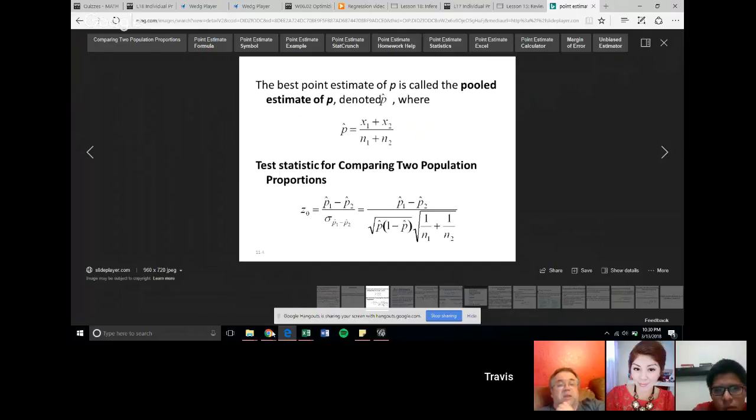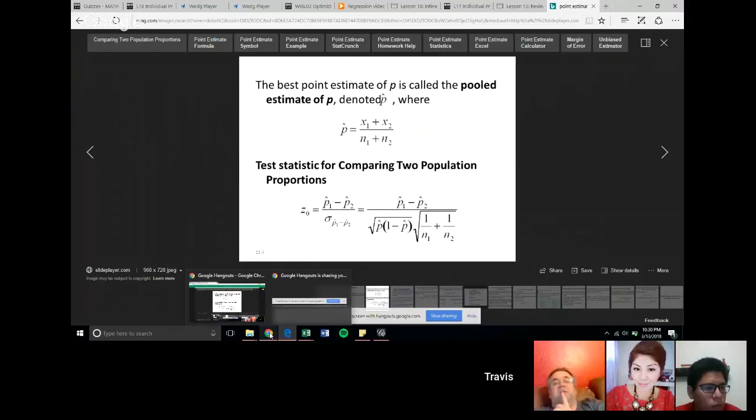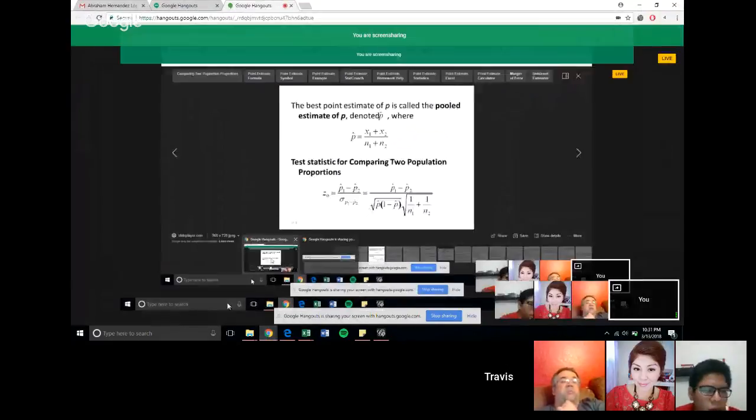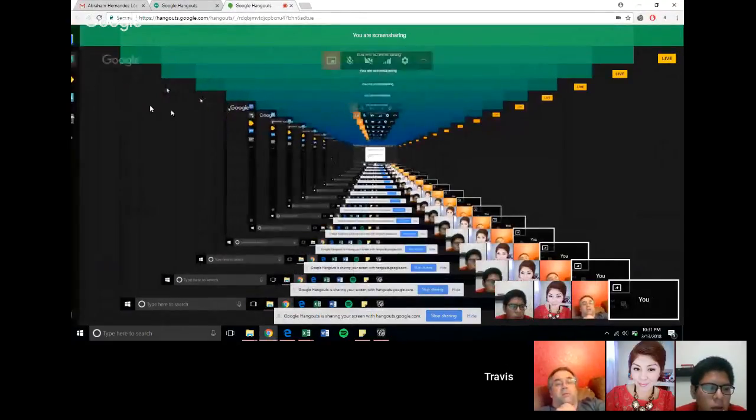So then it would be 52 plus 42, but divided by... but we want to go minus. You want to go minus there, Glenda? Yes, it's p1 minus p2. All right, so 10 divided by 11 is what it comes out to be. What's that? 10 divided by 11. That comes out to 0.909.